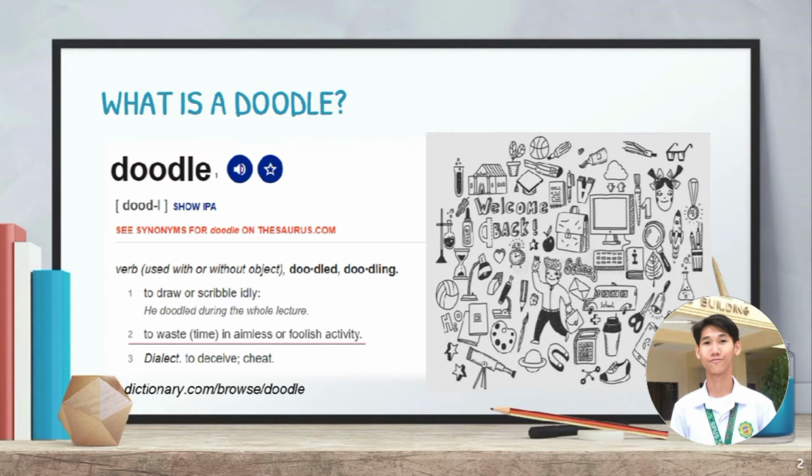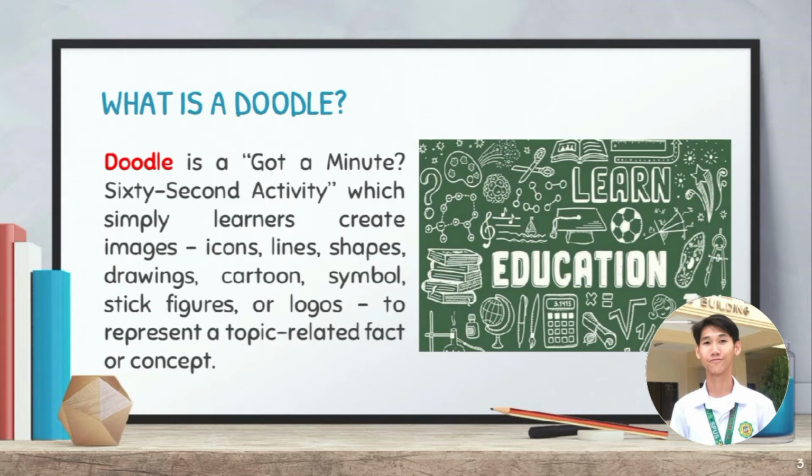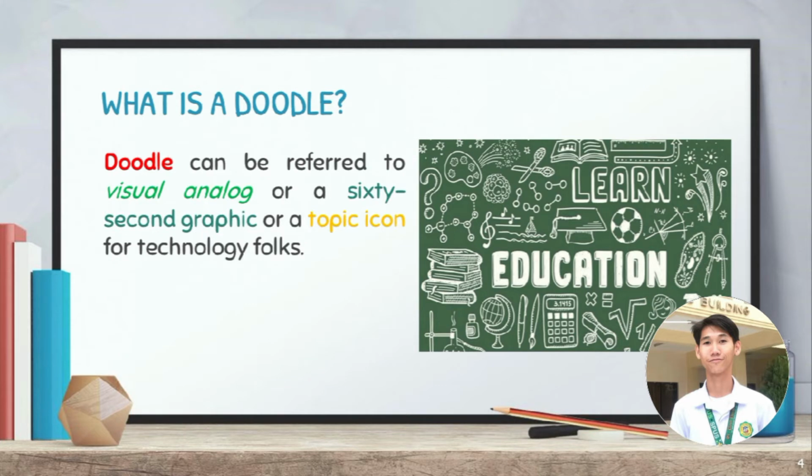According to dictionary.com, doodle is a verb which is to draw or scribble idly, or to waste time in aimless or foolish activity. However, in contrast to that, the 10-Minute Trainer book defined doodle as a 60-second activity where learners simply create images, icons, lines, shapes, drawings, cartoons, symbols, stick figures or logos to represent a topic-related fact or concept. Doodle can be referred to as a visual analog, a 60-second graphic, or a topic icon for technology folks.